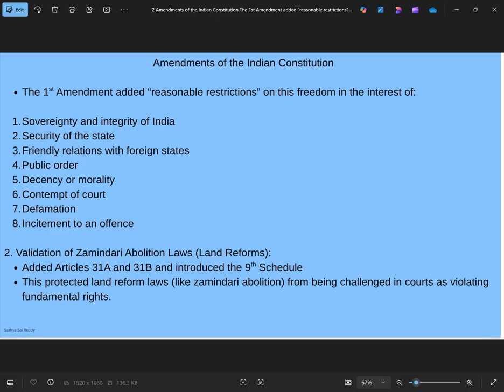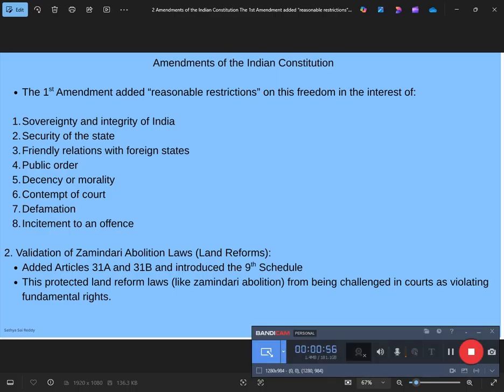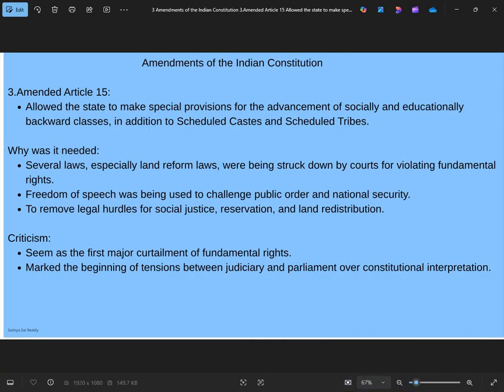Added Articles 31A and 31B and introduced the 9th Schedule. This protected land reform laws like Zamindari abolition from being challenged in courts as violating fundamental rights. Amended Article 15 allowed the state to make special provisions for the advancement of socially and educationally backward classes, in addition to scheduled castes and scheduled tribes.